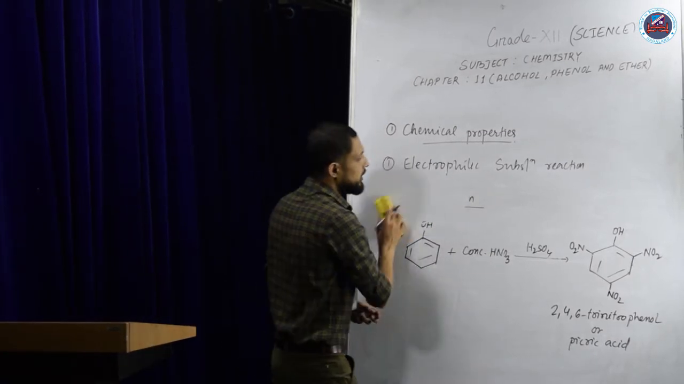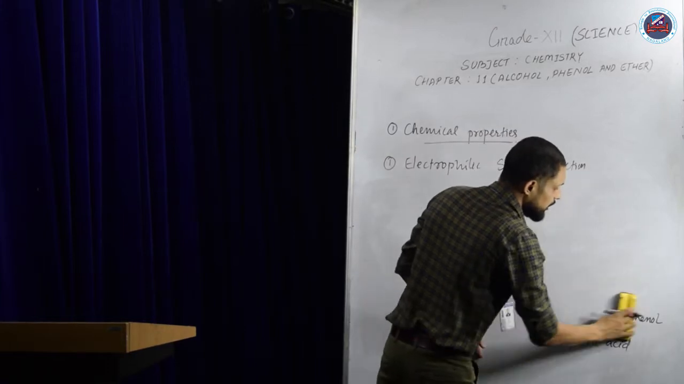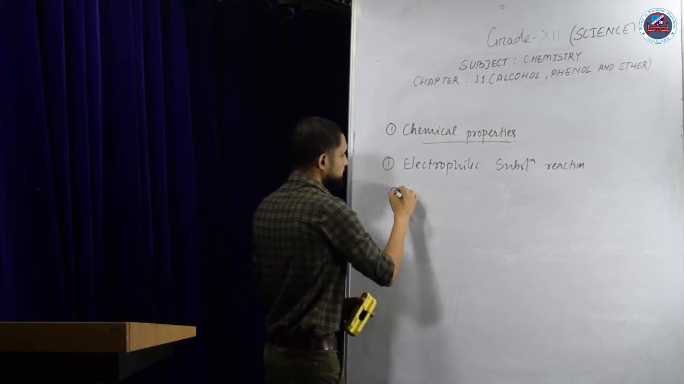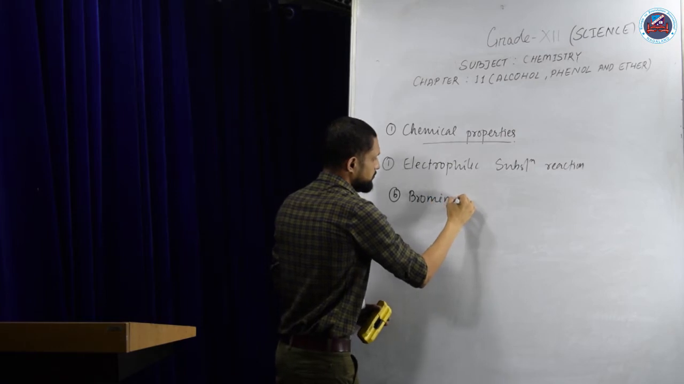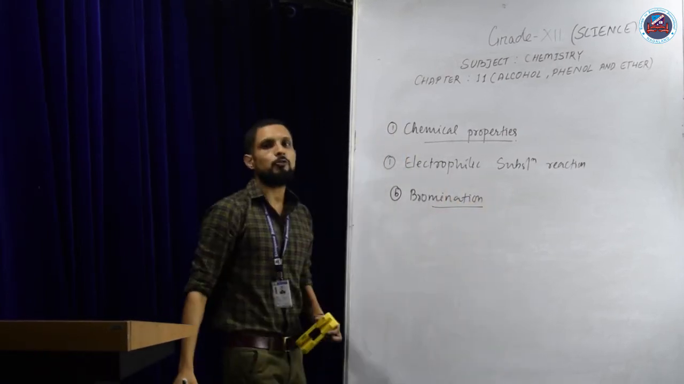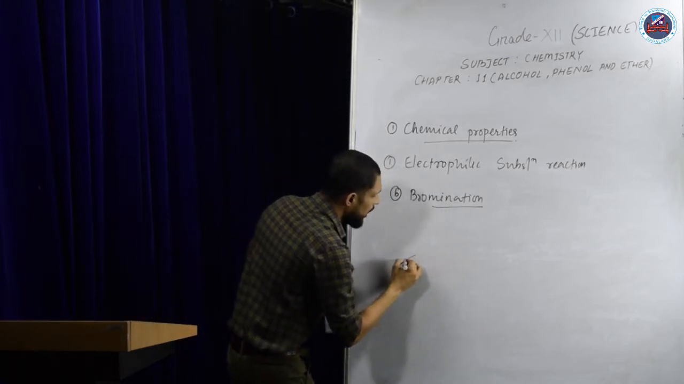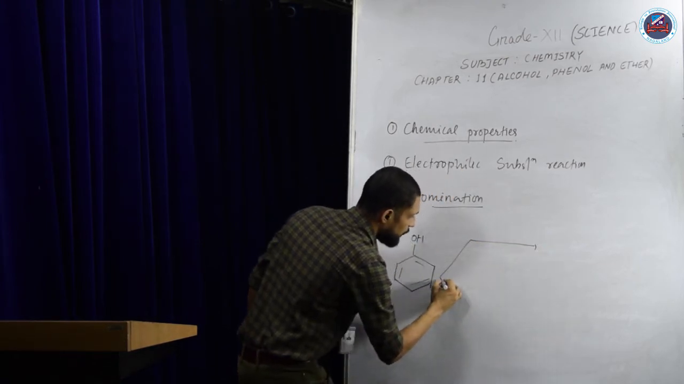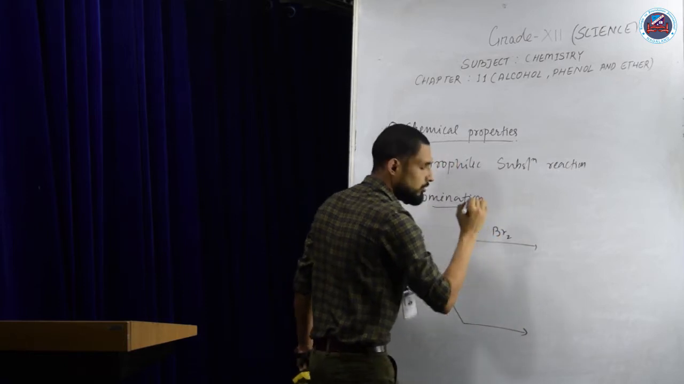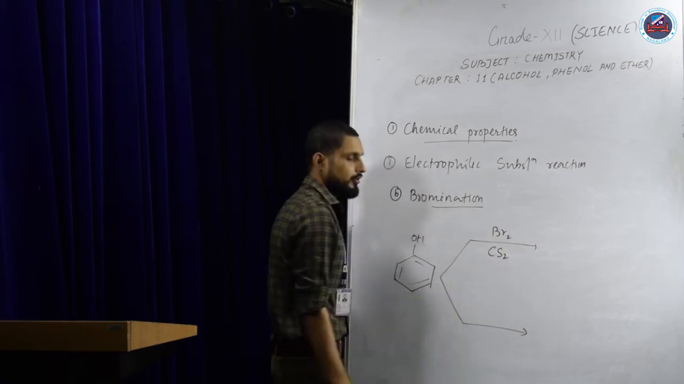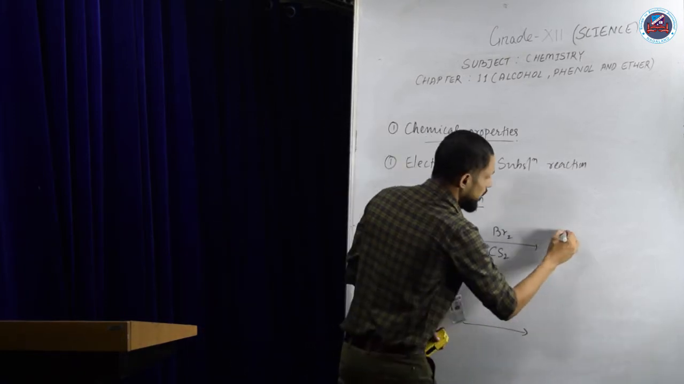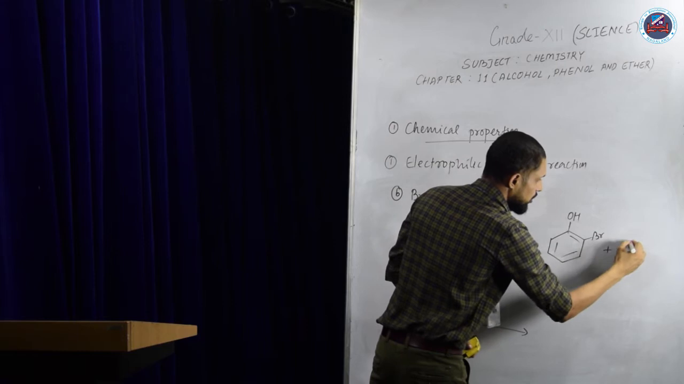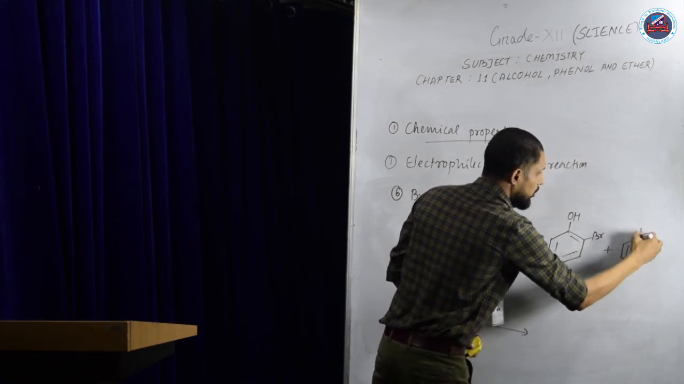Now, the next electrophilic substitution reaction which we are going to study is bromination, or in general we can also say halogenation. So in case of bromination, we can use Br2, that is bromine, in presence of different types of reagent. So if you use Br2 in presence of carbon disulfide, that is CS2, you get two products, that is 2-bromophenol and 4-bromophenol.